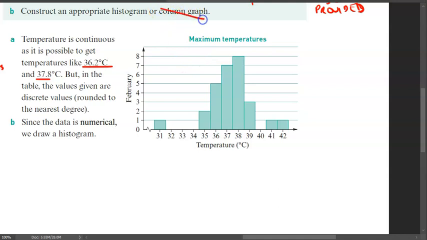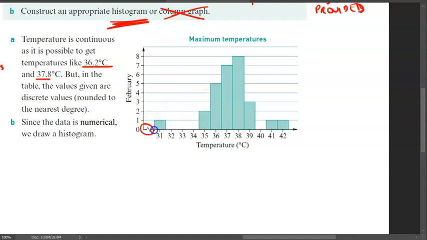And the second statement: construct an appropriate histogram or column graph. We're not going to do a column graph because that has to do with categorical data, which is not what we're dealing with. We're dealing with numerical data, so we have to do a histogram. You'll see that a little skip pops up because the first minimum is 31, because the information has been displayed to the nearest degree, and even though it's continuous, the numbers are discrete.